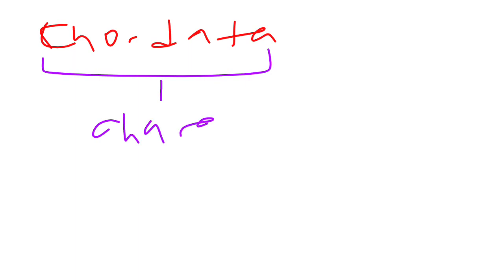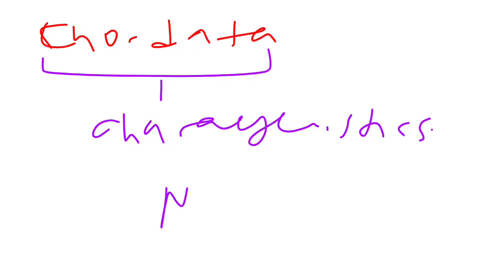Chordata. Now, what are the characteristic features of chordates that make it different from other phyla in the animal kingdom? Those diagnostic features are basically four, named n squared, p squared.